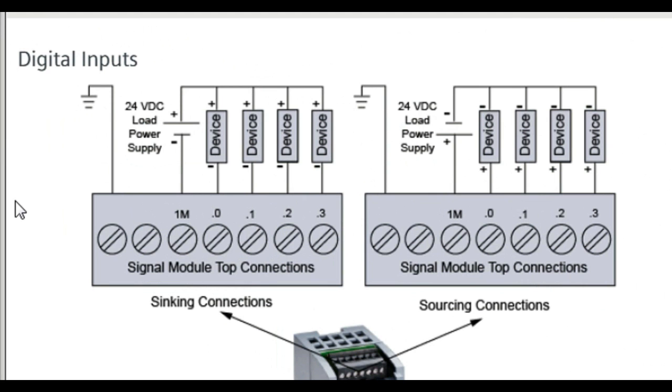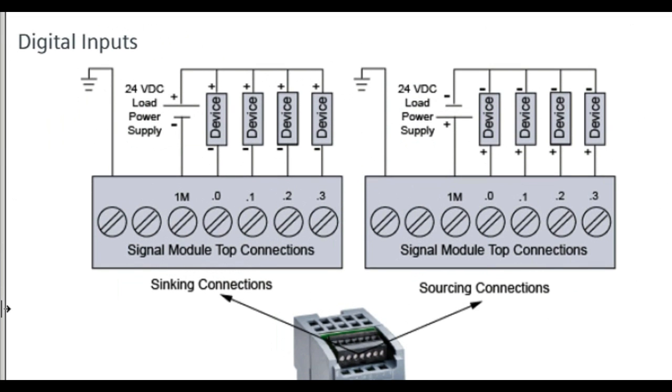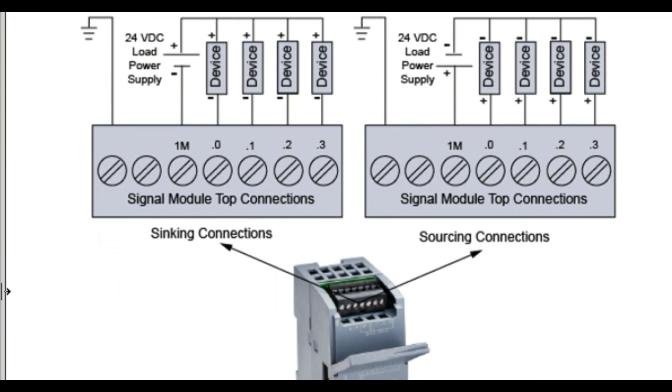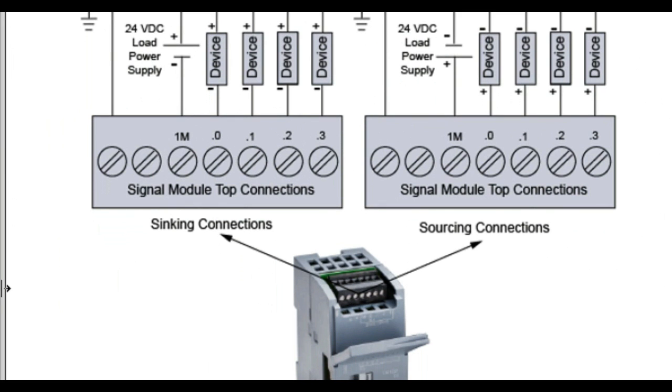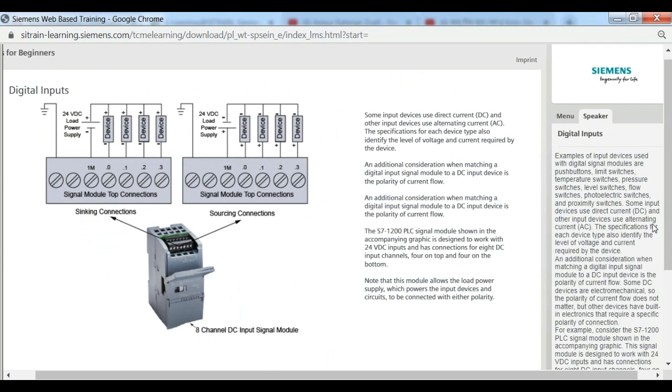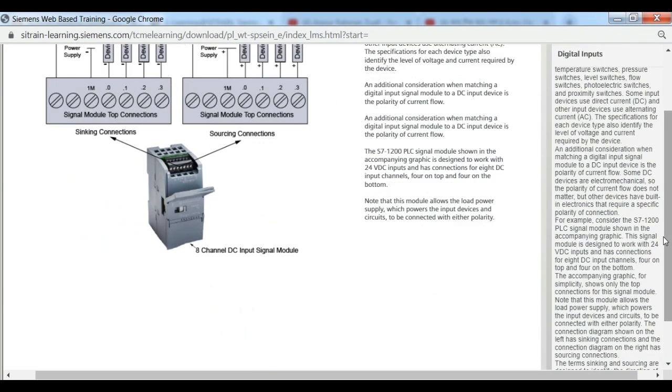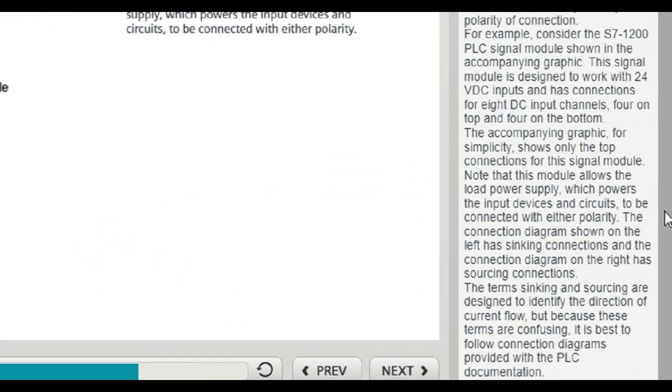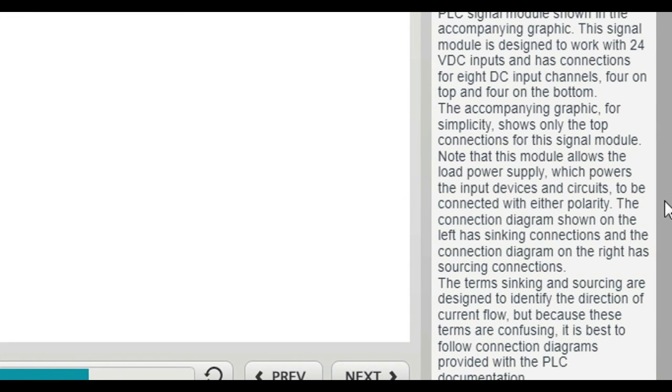Note that this module allows the load power supply, which powers the input devices and circuits, to be connected with either polarity. The connection diagram shown on the left has sinking connections, and the connection diagram on the right has sourcing connections. The terms sinking and sourcing are designed to identify the direction of current flow, but because these terms are confusing, it's best to follow connection diagrams provided with the PLC documentation.